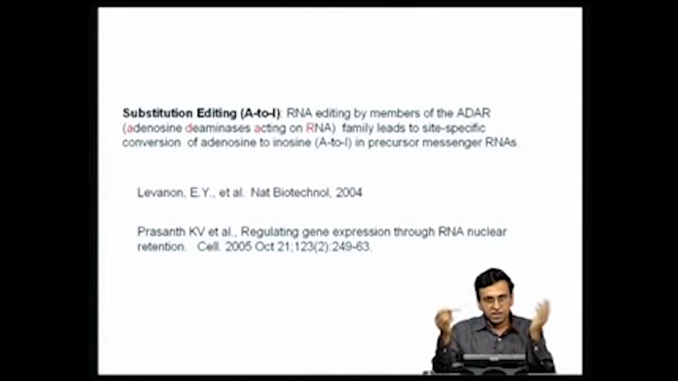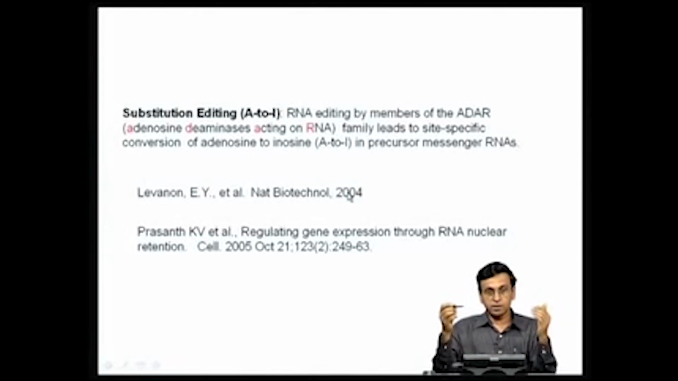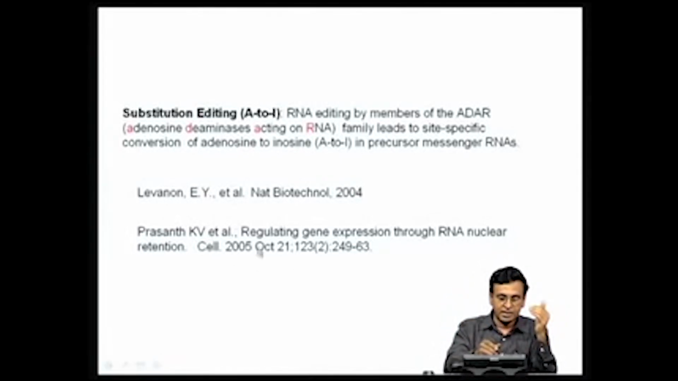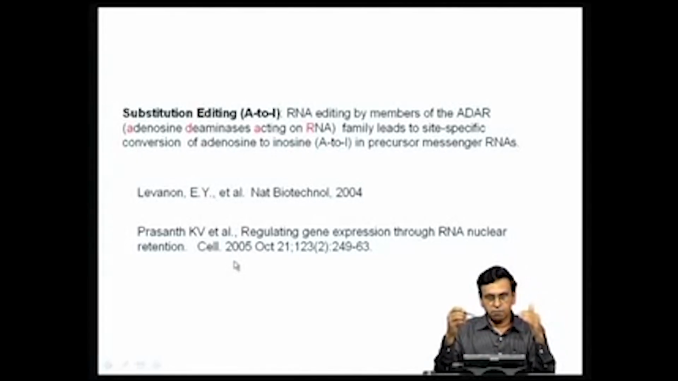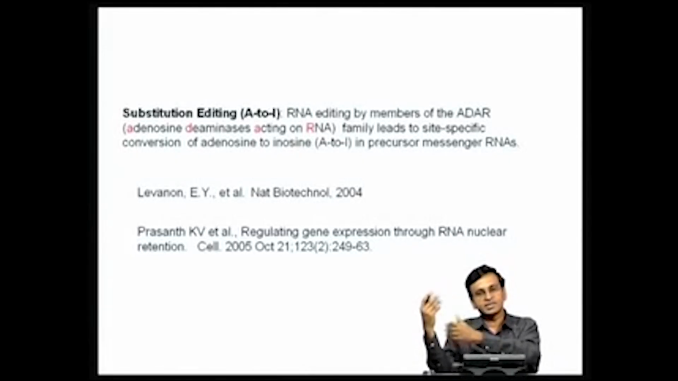And what is the significance of this? There is a very nice review in Nature Biotechnology, and as late as 2005 and the early 2000s, people have now realized that many of the transcripts, see, usually after transcription and after RNA processing, the messenger RNA comes out of the nucleus, goes into cytoplasm, gets translated, and a protein is made. This is the common mechanism.